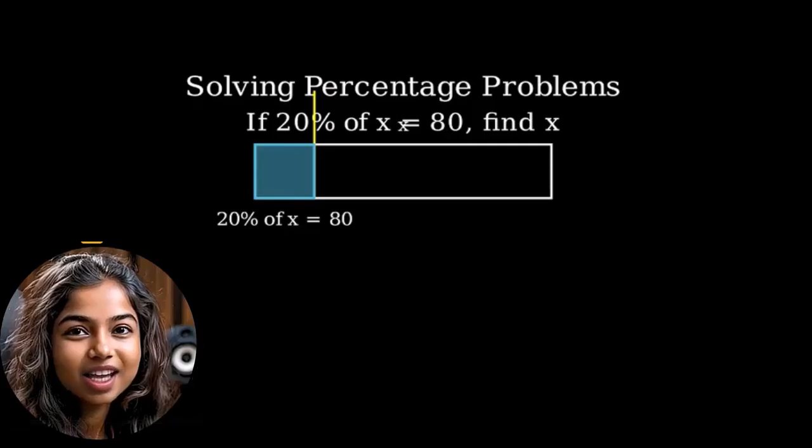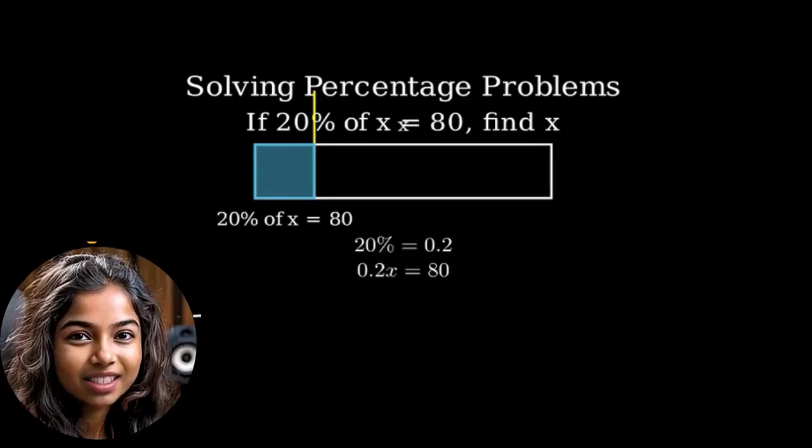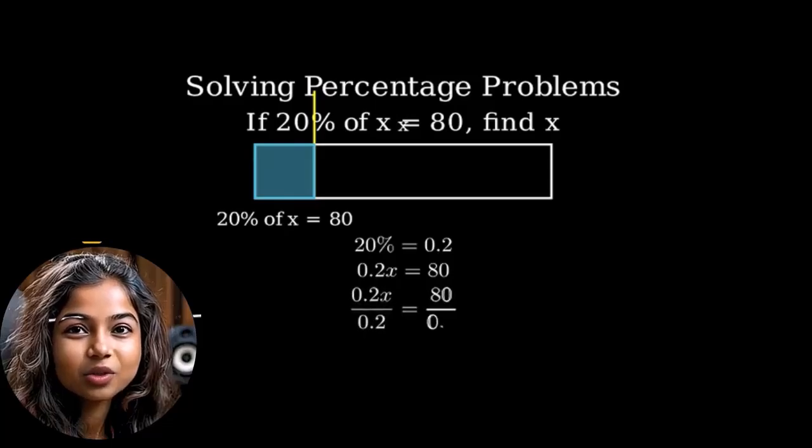To solve this problem algebraically, let's first convert 20% to a decimal. 20% is equal to 0.2, so we can write our equation as 0.2 times x equals 80. To solve for x, we need to divide both sides by 0.2. This will isolate x on the left side of the equation. 0.2 divides into 80 400 times, so x equals 400.